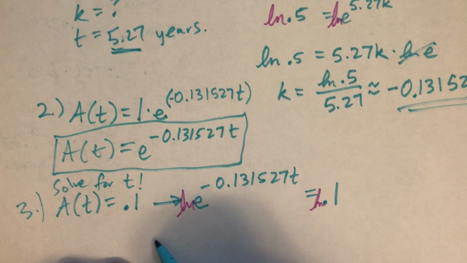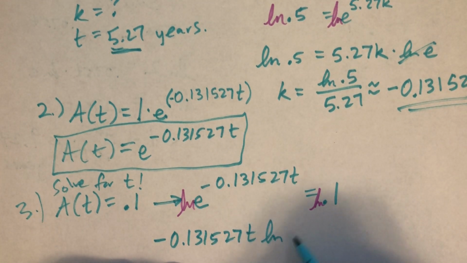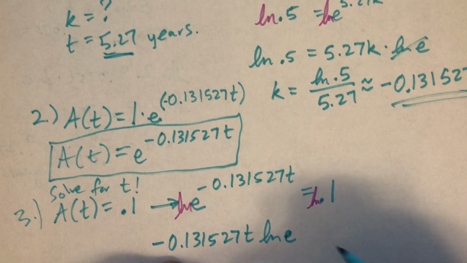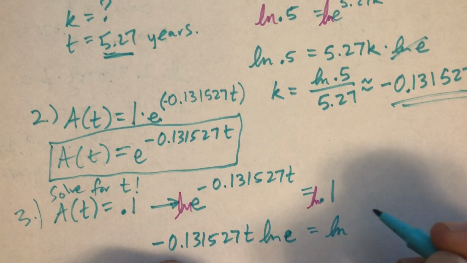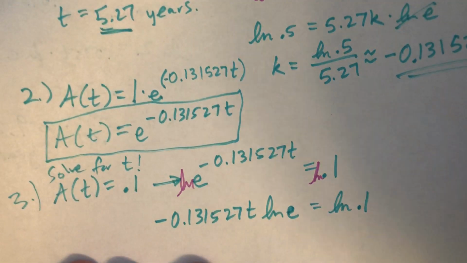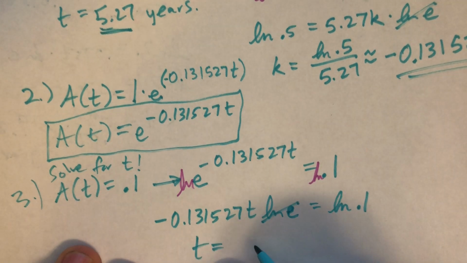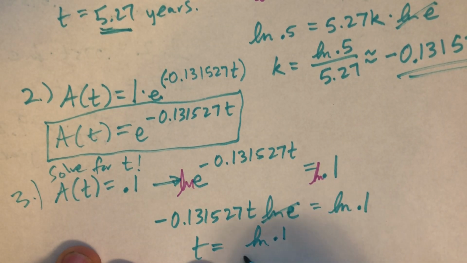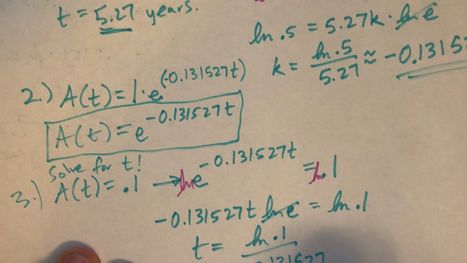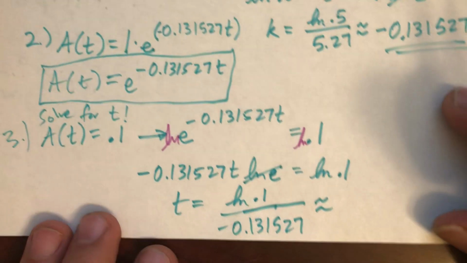So now this becomes negative 0.131527 t times natural log of e, which we also know is 1, equals the natural log of 1/10. And now we're home free, because that's just 1. So we have that t is equal to natural log of 0.1 over negative 0.131527. And we can crank that value through the calculator.